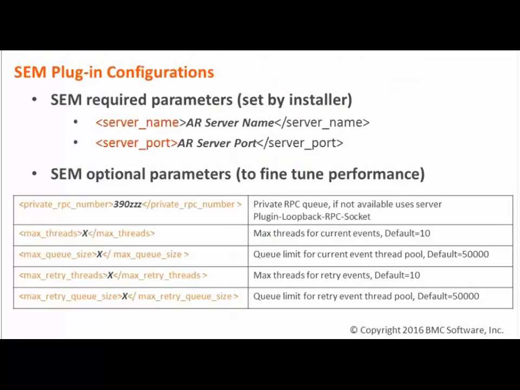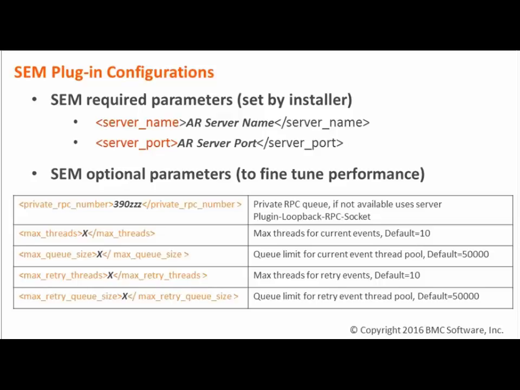Let's talk about some of the configurations that are there in the current plugin. Now there are certain configurations that are required that come with the installer. So the plugin by itself is installed by the UX patch installer. So the required parameters that you see in the plugin are the server name and the server port. That's because it's a Java plugin. It needs to talk to the AR server to update the success or the failure of the entry. So the plugin needs to know what the server is, what the port is, and it can go and update it that way.